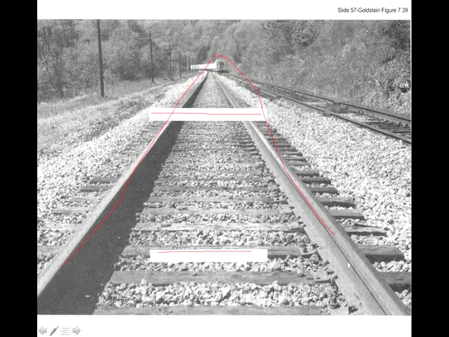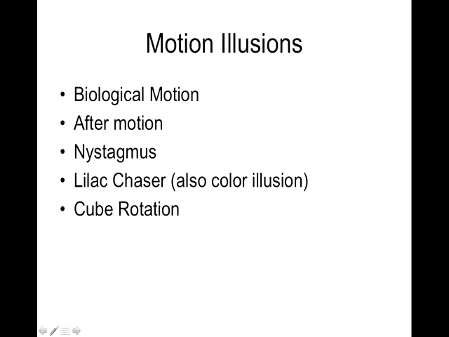A little bit on motion illusions. So we'll get into biological motion: things that move like people must be people. Then aftereffects for motion. My favorite that I love to put on exams is nystagmus. The lilac chaser, which is a color illusion at the same time, and this cool cube rotation demo. It's a biological motion first. Oh no, it's not moving. Oh, there he goes. I don't know if it'll work. Yeah, it's not working today, but this set of dots up here is moving like a person would walk, so clearly it's a person. So things that move like people must be people or animals.